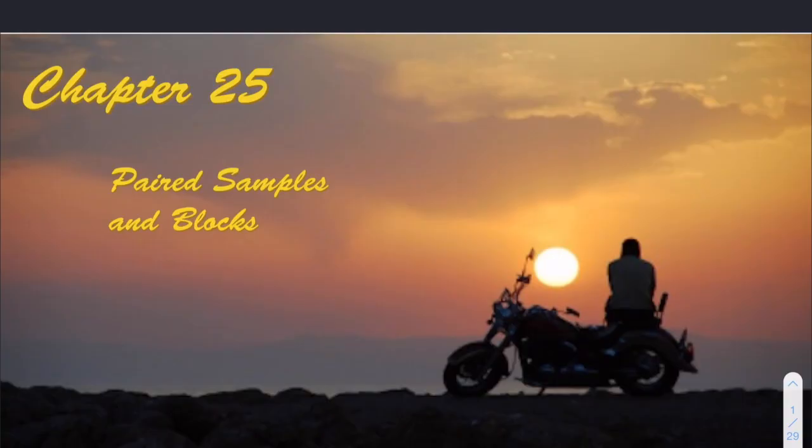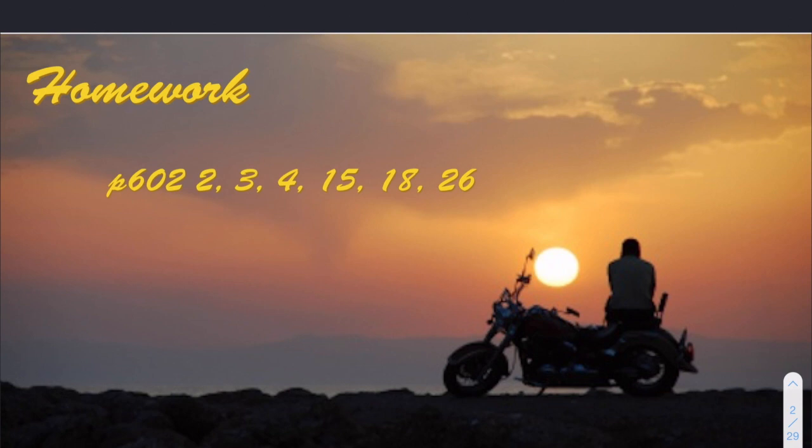So here we are in chapter 25, the last chapter for unit 6, and we're going to be talking about paired samples and blocks. Here, short homework assignment. I think you guys can all finish it by the weekend, and then we will move on to the unit 6 test, and we are almost there in preparation for the AP test. So only 2 more chapters left.